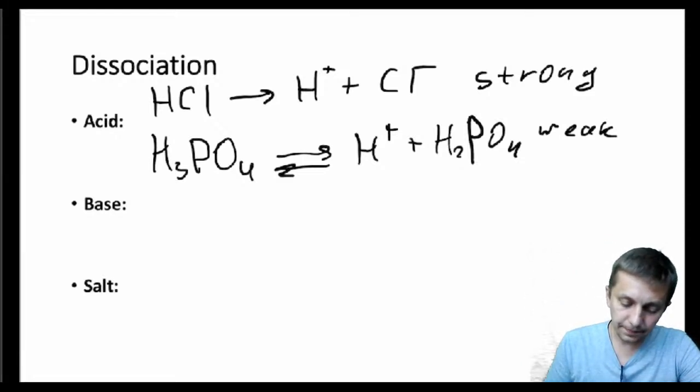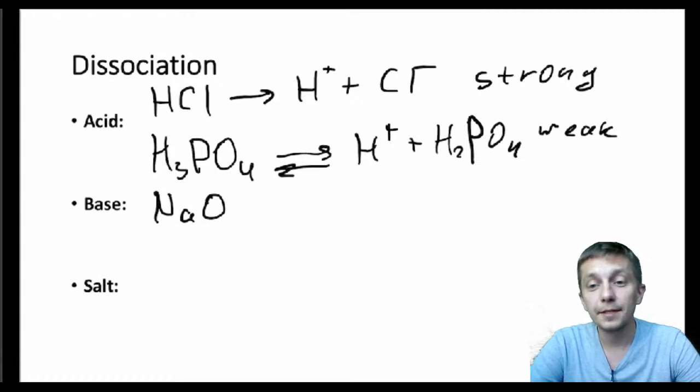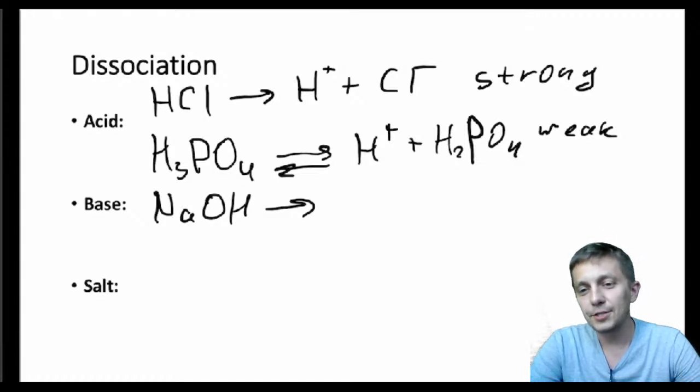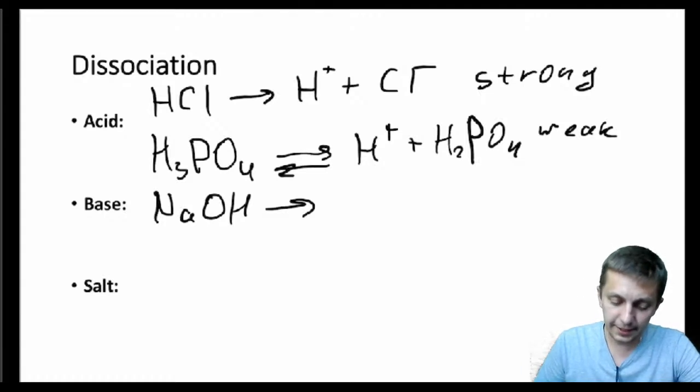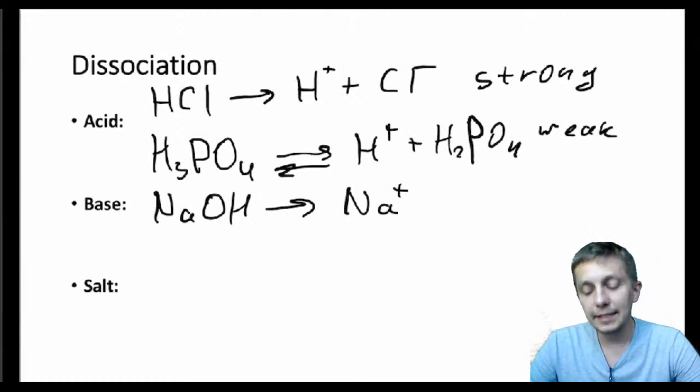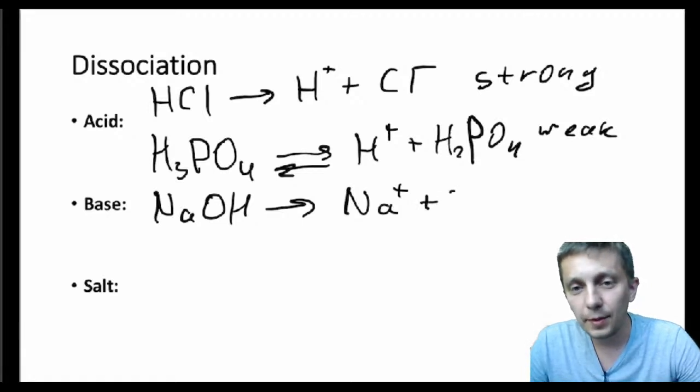Base. The most popular in the lab is NaOH, because it's the cheapest strong base. Every cheapest reagent is typically most popular in the world. And this base splits into Na+ and OH-, and splits completely, 100%.